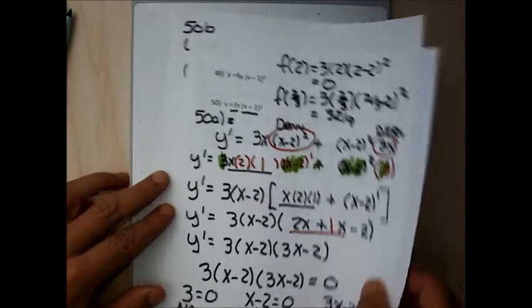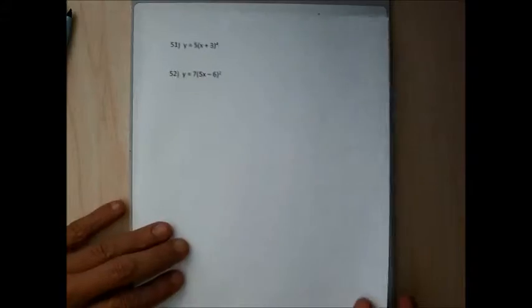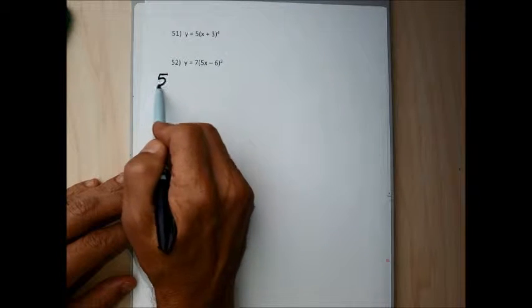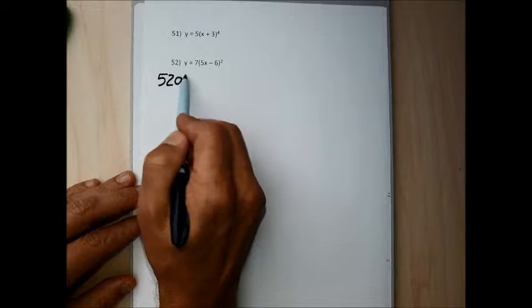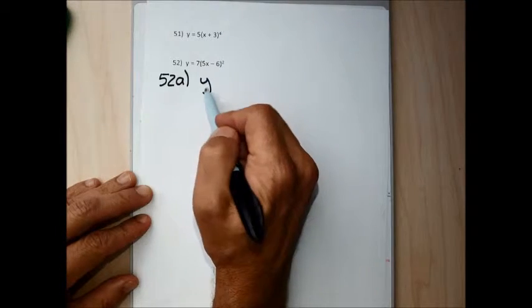one each, 51 and 52. So 51 and 52, same instructions. So for 52a, to do part A, find the values of x where I have a horizontal tangent. I'm going to find the derivative. So I'm going to write y prime.